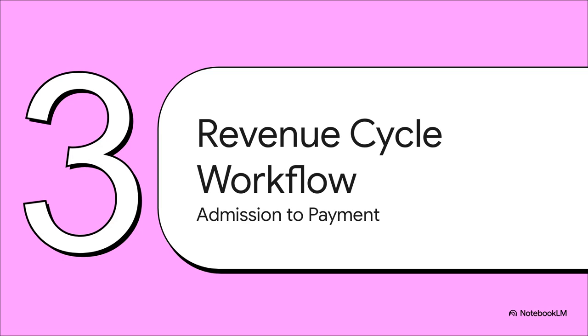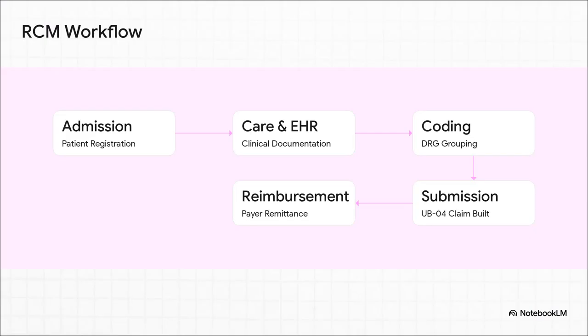Which brings us to Section 3, the revenue cycle workflow, tracing the journey from admission to payment. Think of the revenue cycle management workflow as a chronological life cycle. It kicks off at patient admission, moves into the actual delivery of care and real-time EHR documentation, transitions into the highly critical coding and DRG grouping phase, which then generates the UB04 claim submission, and finally wraps up with payer reimbursement. It's essentially a complex relay race of data.